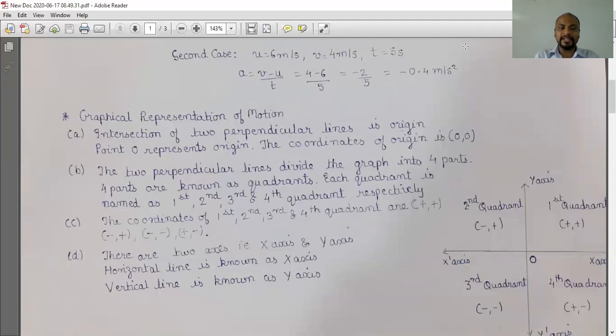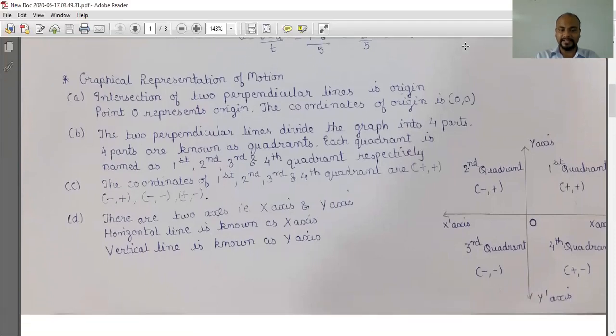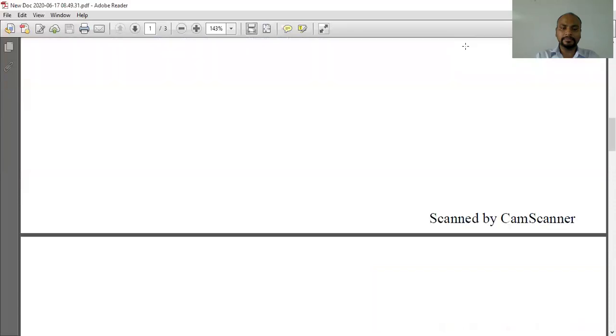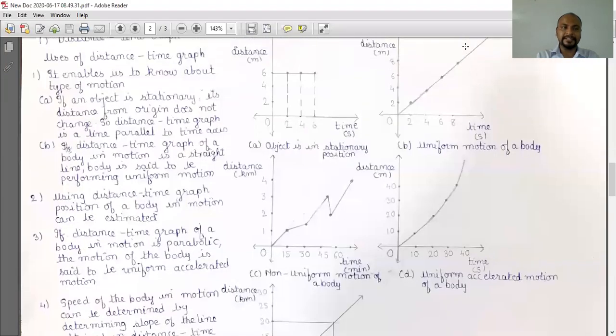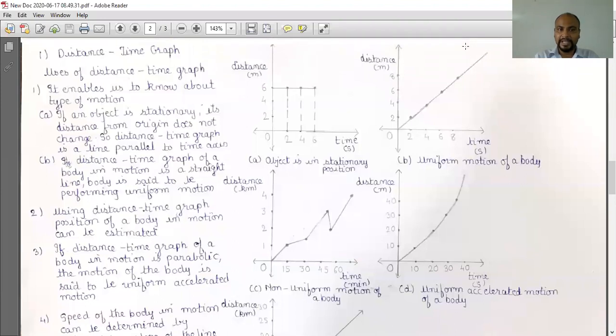Horizontal line is known as the x-axis, whereas the vertical line is known as the y-axis. Here we represent the independent variable on the x-axis, whereas the dependent variable is mentioned on the y-axis. So moving on further, our topic is the distance time graph. In the distance time graph, we represent time on the x-axis and distance on the y-axis.